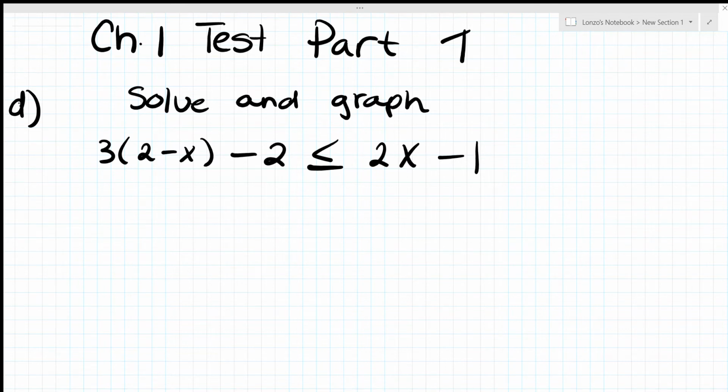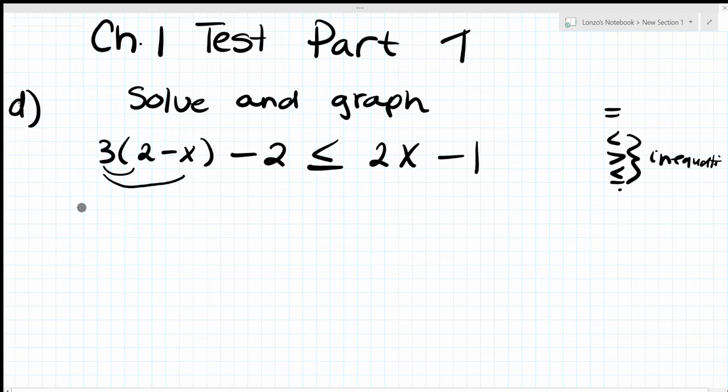This is an inequality because there's no equal sign. If it was an equal sign, it would be an equation, and if it's less than, greater than, or less than or equal to, these are all inequalities. So first we've got to solve for x. So what I would do is FOIL this out, right?